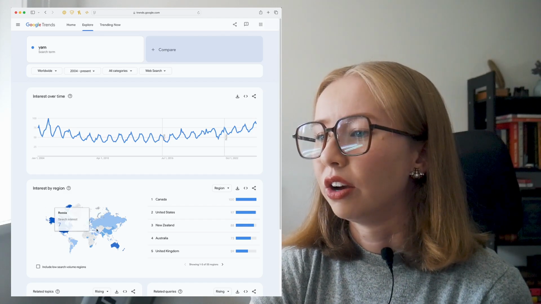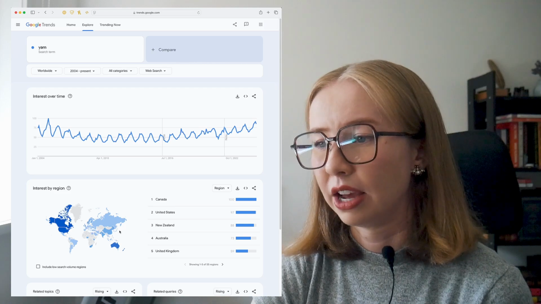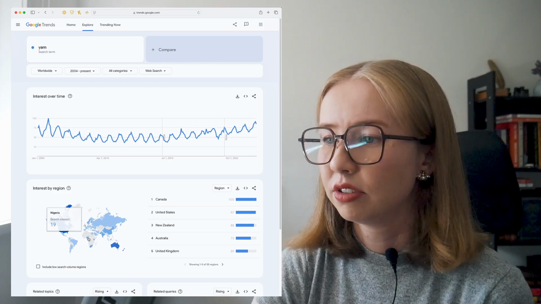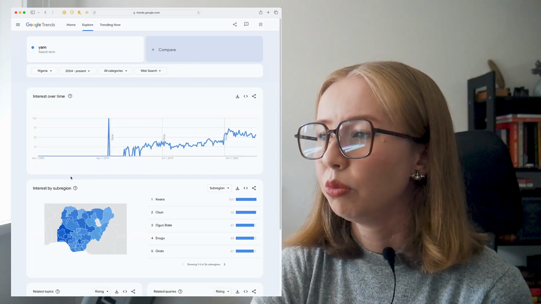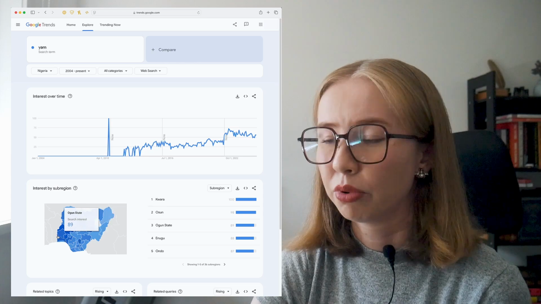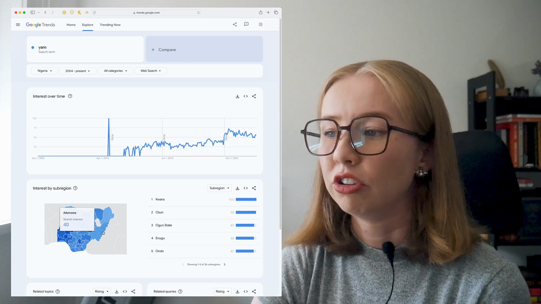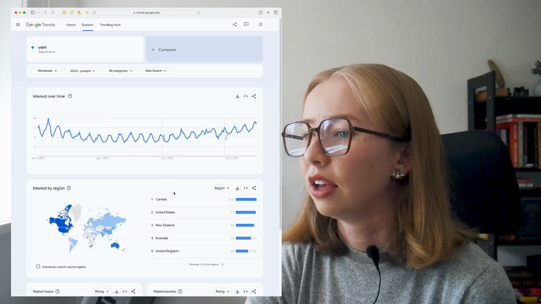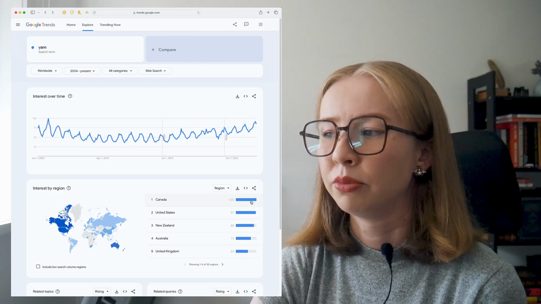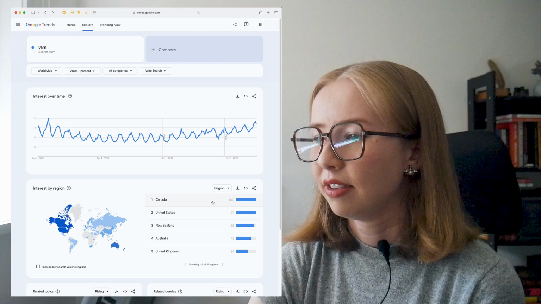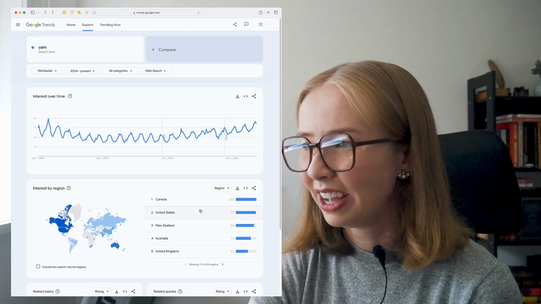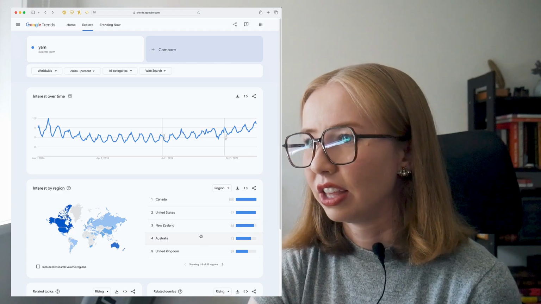So you can also use this map to actually drill down a little bit easier. So you can see here that Nigeria has an interest. You can click on Nigeria and it will show you just the Nigerian results, and you can actually drill down into all like provinces, states, or regions of a particular country. You can also look on the right here and it will show you where the terms are most popular. So as I said, Canada comes in at the top, United States is closely behind, then New Zealand and Australia.